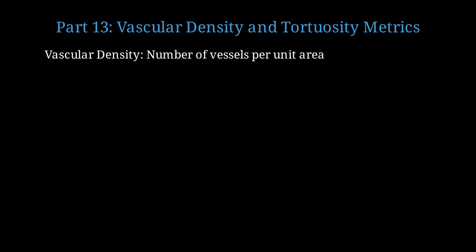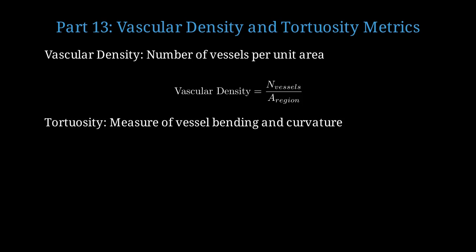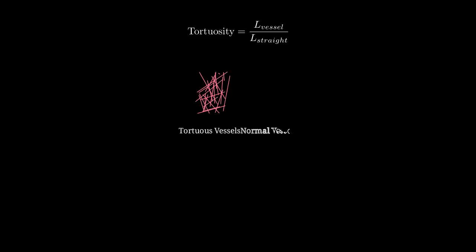Vascular density is the number of vessels per unit area, reflecting angiogenic activity. Vascular density equals the number of vessels divided by the region area. Tortuosity is a measure of vessel bending and curvature associated with disease progression. Tortuosity equals vessel length divided by straight line distance. This image shows tortuous vessels in diseased tissue versus normal vessels in healthy tissue, highlighting the diagnostic value of vascular tortuosity. In conclusion, echogenic microbubbles have revolutionized ultrasound imaging and therapy.